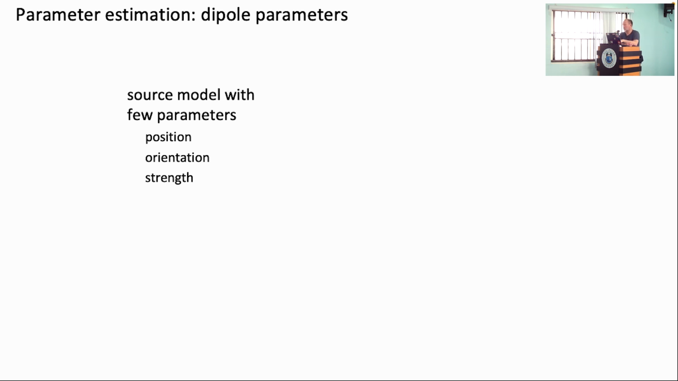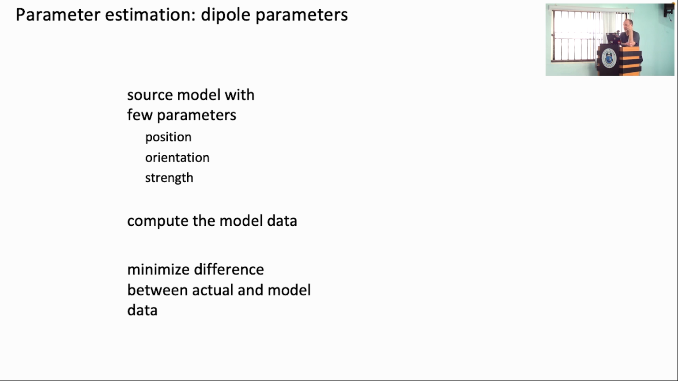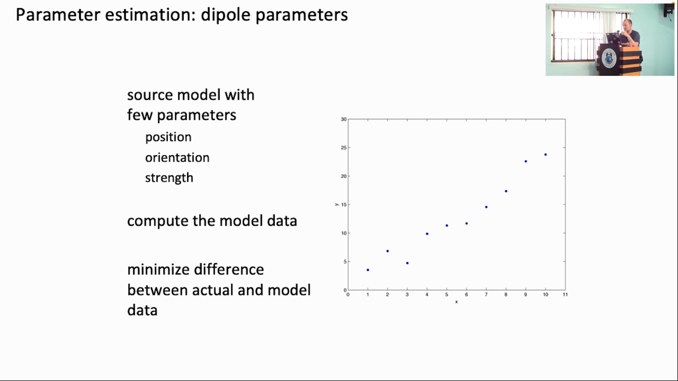What we can do using the forward solution is we can compute the model data, and then subsequently we minimize the difference between the actual data and the model data. And that's going to give us the parameters of the source which we can interpret. So, as a toy example, it's just like fitting the line, and it's going to give us A and B. But now rather than having A and B, we have the position of the dipole, the orientation of the dipole, and the strength of the dipole.